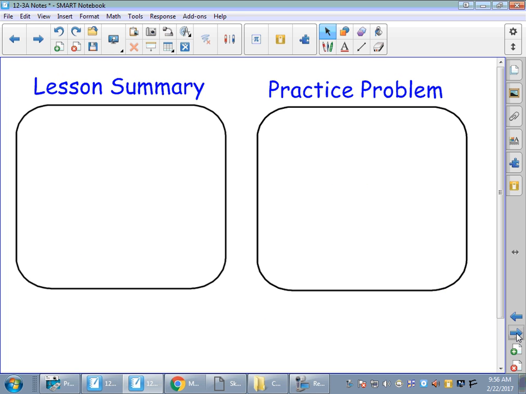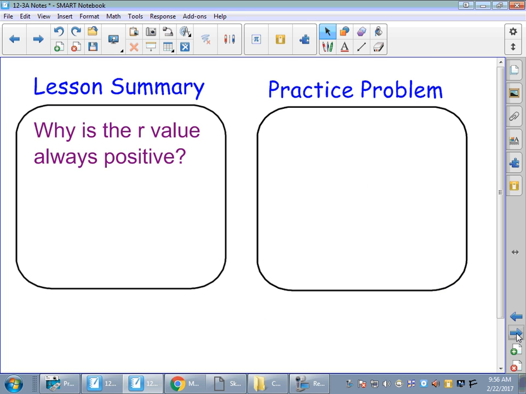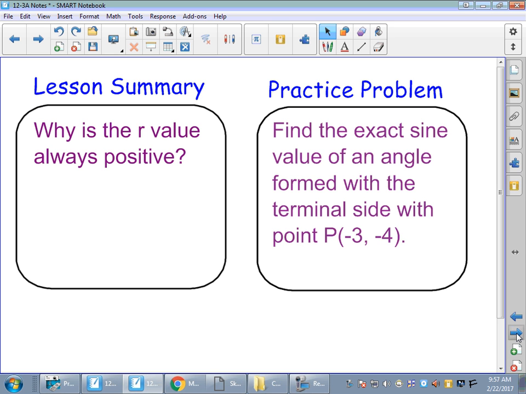That's it. So could you please tell me why the r value is always positive? And I want you to find just the sine value of an angle formed with the terminal side with point P on it, -3, -4. I want to see your picture. I want to see you label theta. I want you to go through, but you don't have to find all 6. You only have to find the sine value. So you have to find r and all of that information. Good luck.